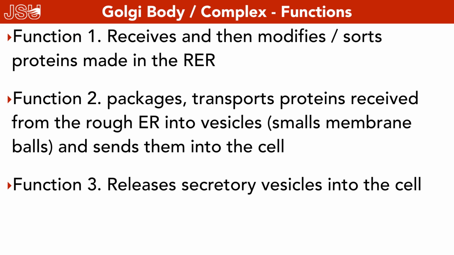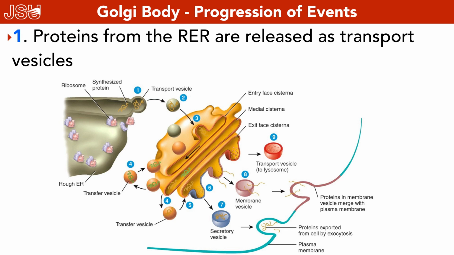Okay, so function 1 is we receive proteins from the rough endoplasmic reticulum. On the left right here, we have our rough endoplasmic reticulum. Let me just draw it here. This is our rough endoplasmic reticulum. You see that? That has produced our proteins we drew on the board.